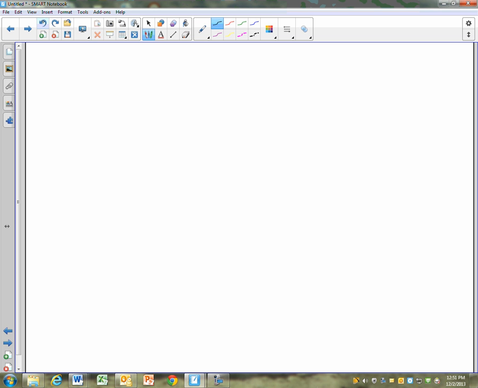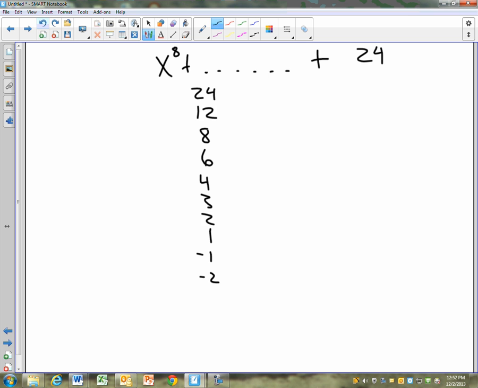Upper and lower bounds. Let's say the last number, let's say you had an x to the 8th plus, and all the way in, you had like 24, okay? Well, 24 would be a choice you could use, right? So would 12, 8, 6, 4, 3, 2, 1, and then you would have all the negatives: negative 1, negative 2, negative 3, negative 4, negative 6, negative 8, negative 12, negative 24.